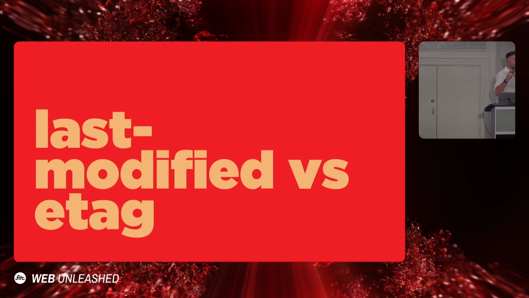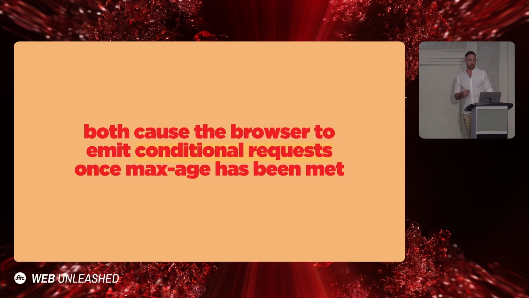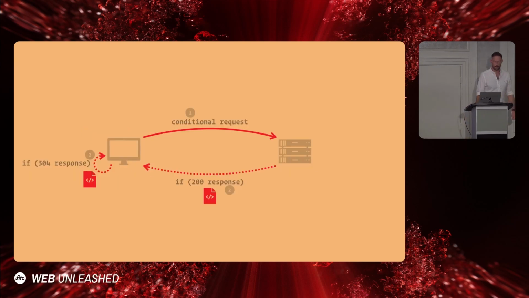Let's look quickly at last modified and ETag. We mentioned them briefly. Both cause the browser to emit conditional requests once the max age has been met. So basically what will happen is we'll send out a conditional request saying, hey, is this changed from this hash or from this date? If yes, you'll get a 200. If no, you'll get a 304, and it'll pop back out of the cache.